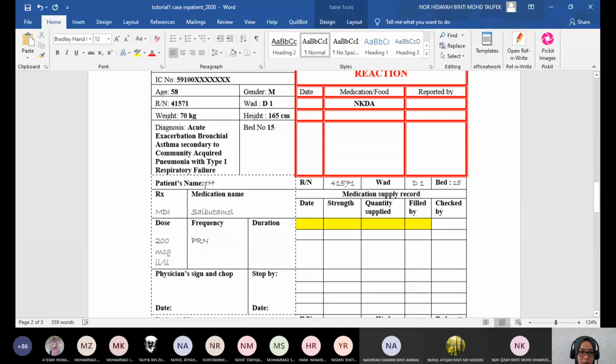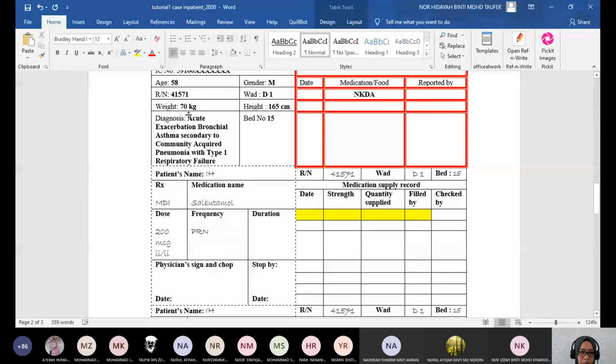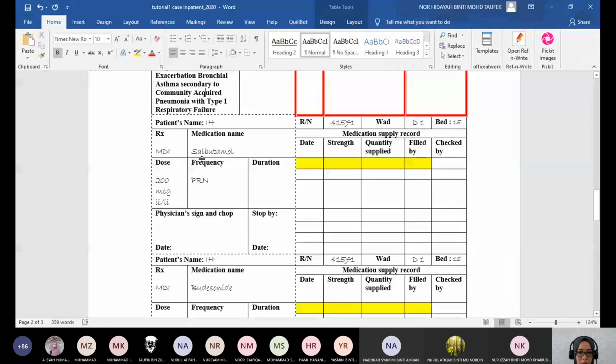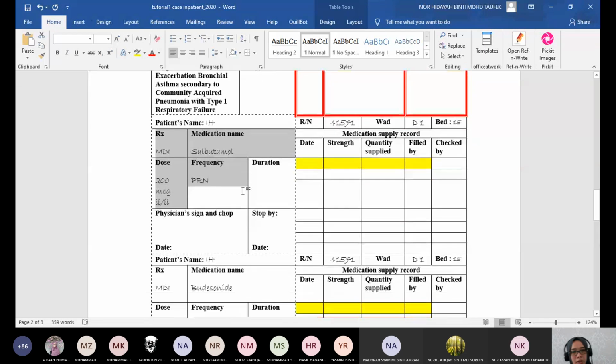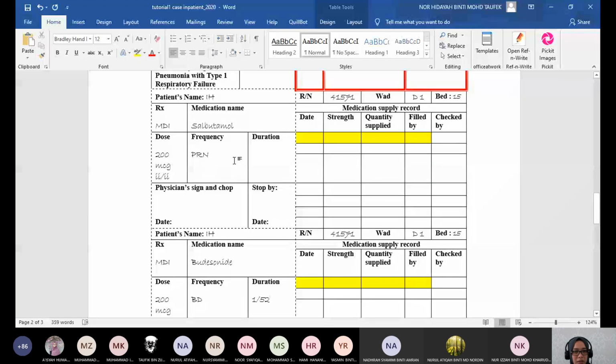Okay, so the second one is MDI salbutamol. Here there is no renal issue, no stat. So MDI salbutamol, how do you supply? The patient is 58 years old. MDI salbutamol PRN, how many do you want to supply? How many do you want to supply? Duration, let's say 1 month.